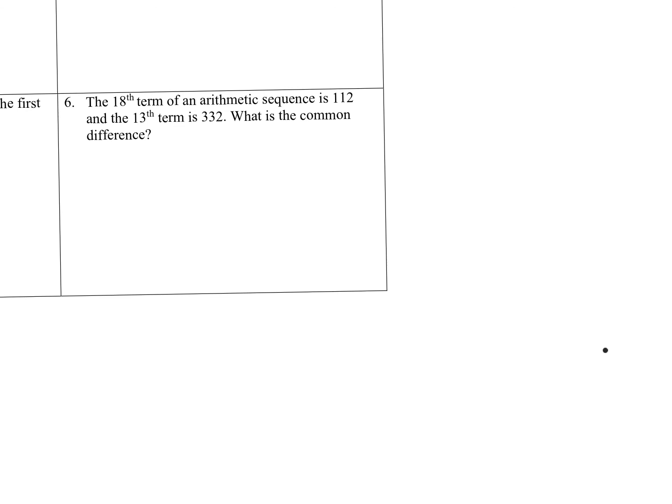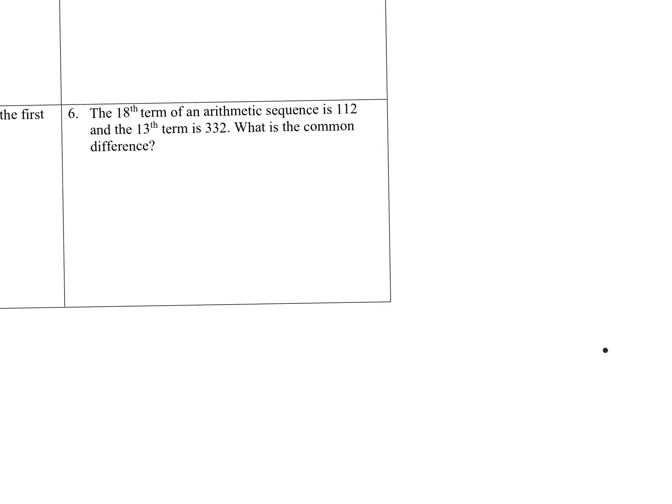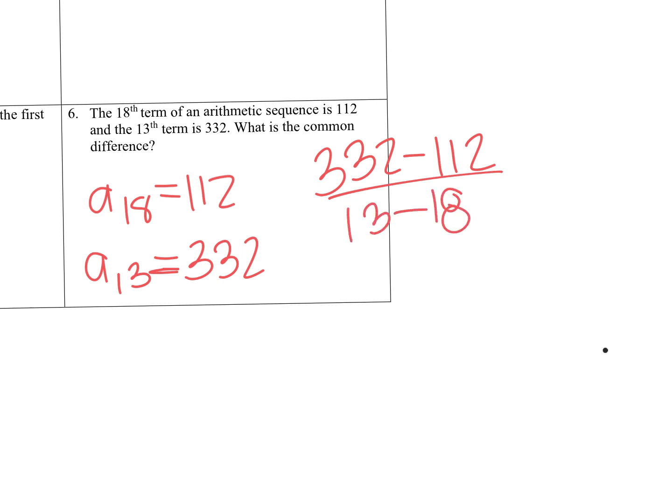Number 6 says the 18th term of an arithmetic sequence is 112, and the 13th term is 332. What's the common difference? So we can just subtract these. Because it's arithmetic, it's linear, so you can find the slope. So we're going to get negative 44.